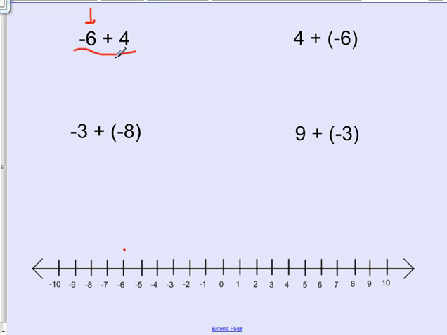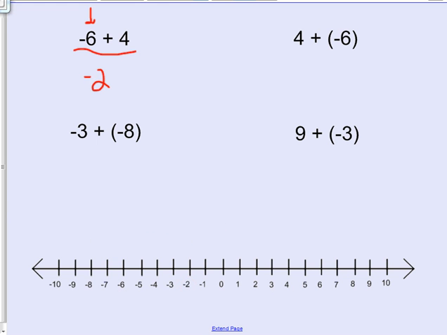And we are adding 4. Because we're adding a positive 4, we're going to go to the right. So we're going to be going 4 spots: 1, 2, 3, and 4. And we are ending on negative 2. So negative 6 plus 4 equals negative 2. Okay? All right, we'll do another example.